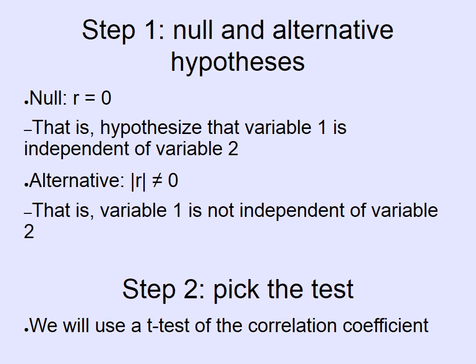So we have a null and alternative hypothesis. The null is the R is 0. That would mean no association, no linear correlation coefficient, no linear association between variable 1 and variable 2. They're independent of each other. The alternative is that R, and look, it's the absolute value because it's still about the magnitude away from 0, is not 0, and that these aren't independent of each other. So we're going to pick a t-test of the correlation coefficient to calculate to then tell us if we're going to reject or retain our null that R equals 0.